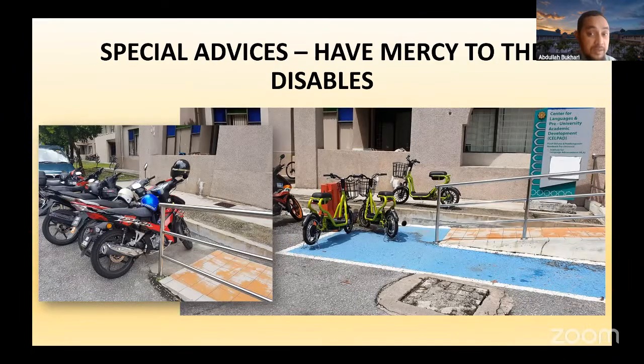We have to have mercy to the disabled, because of the disability ramp in CELPAD, because many students abuse the facility. They park the bicycle, the motorcycle, blocking the way for the disabled. So if you are a good Muslim, if you are really a student of this Islamic university, you have to be very Islamic. Do not harm the disabled. Do not take their right.